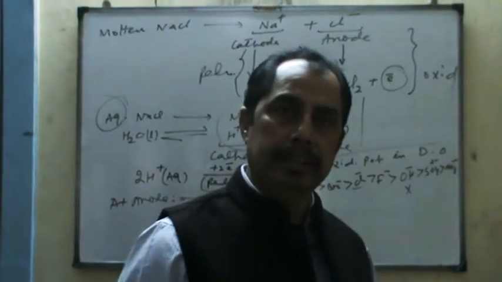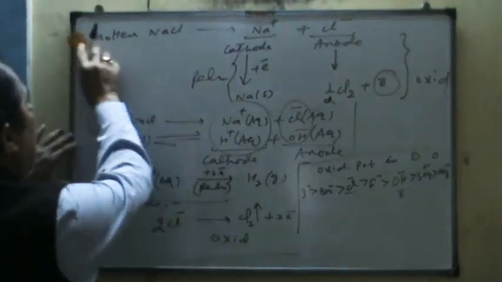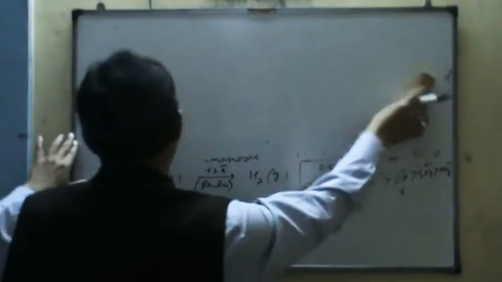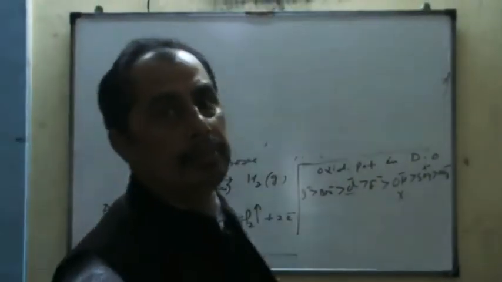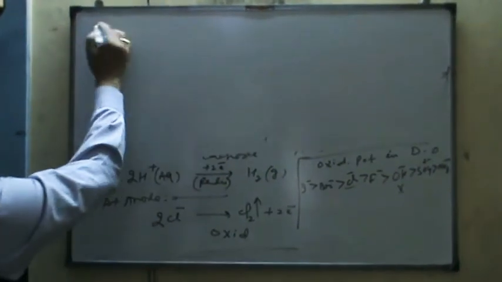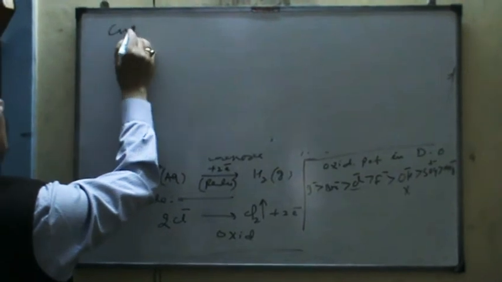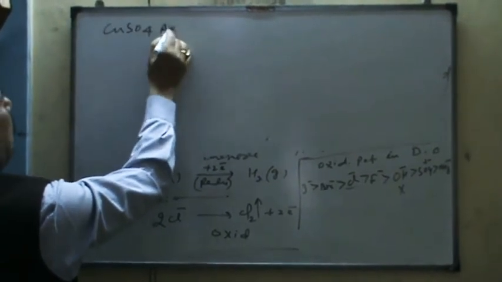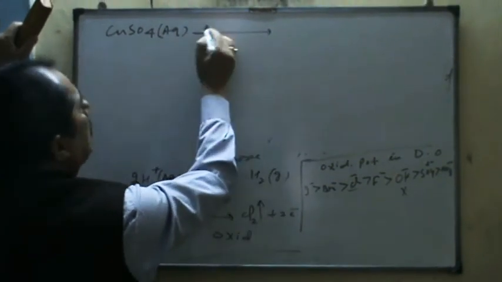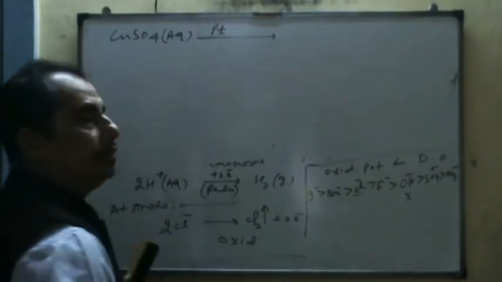So in aqueous medium, you have to compare the reduction potential as well as oxidation potential. Can you solve a question from the exercise of electrochemistry? Okay, write down: write the process of electrolysis of copper sulfate in presence of a platinum electrode.